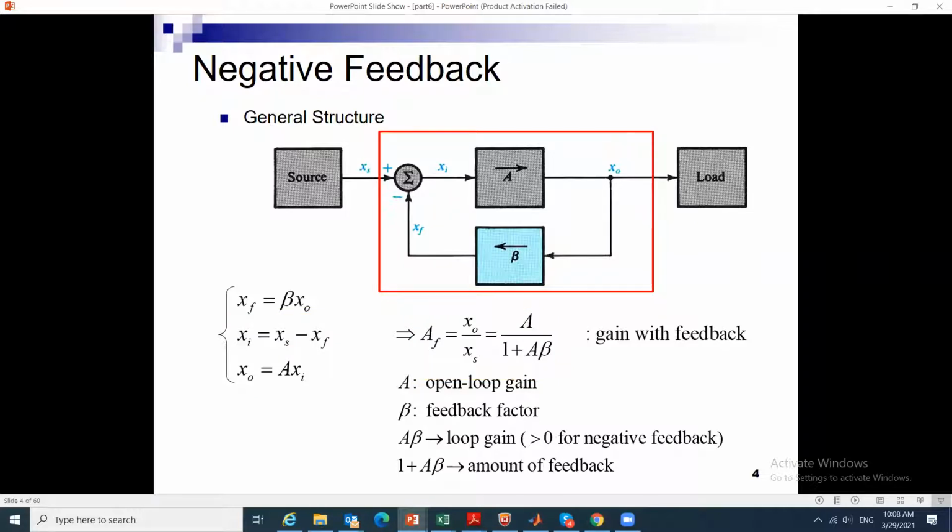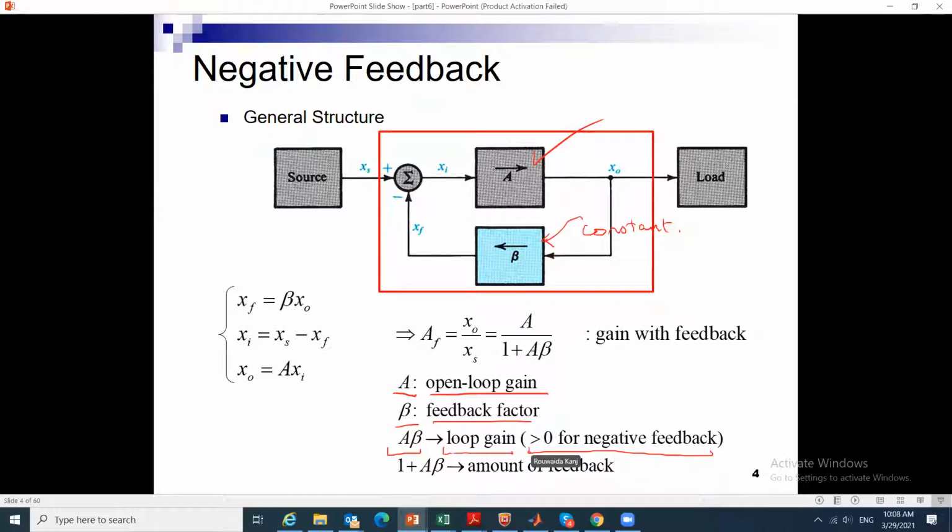There are three definitions that we want to know. A is the open loop gain because it is the gain with no feedback. Beta is the feedback factor. Typically, for us, we are always using this as a constant, meaning voltage division with no frequency response, basically the beta block. The A block will be a circuit that varies with frequency. For purposes of simplicity, A times beta is the loop gain, and the loop gain is positive for negative feedback.